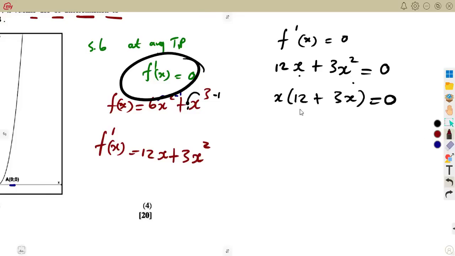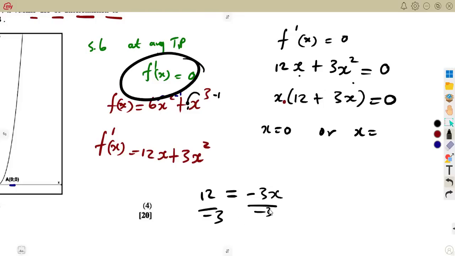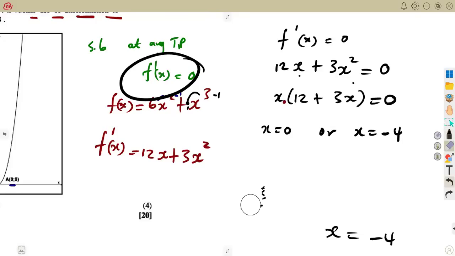So because it's a product, x is equal to 0, or this bracket must be equal to 0. So we can find the x value from there. 12 is equal to the 3x, to the other side will be minus 3x. So you simply divide by -3 by -3. So x is 12 divided by -3, which is -4. So these are the possible values of x.